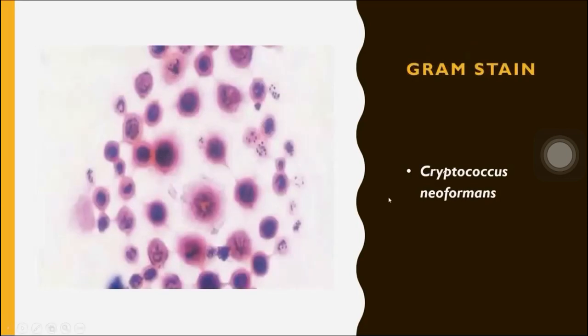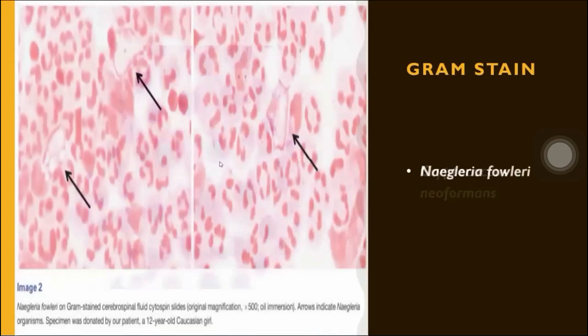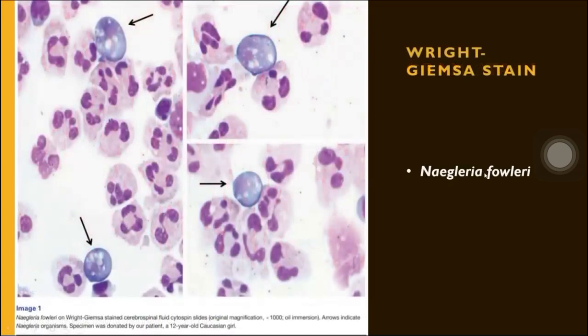Next, we have the gram stain of Cryptococcus neoformans. This gram stain is characterized as having a starburst pattern. If you remember, the appearance of Cryptococcus neoformans on gram stain is a starburst appearance. Next, this is a gram stain of a parasitic infection with Naegleria fowleri, which causes primary amoebic meningoencephalitis. Next, we have the Wright-Giemsa stain of Naegleria fowleri.